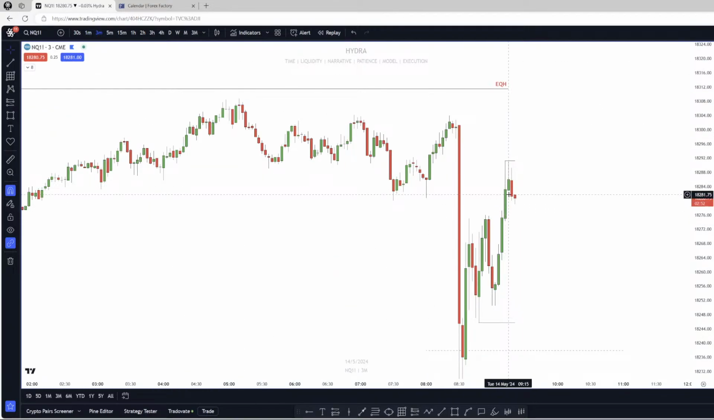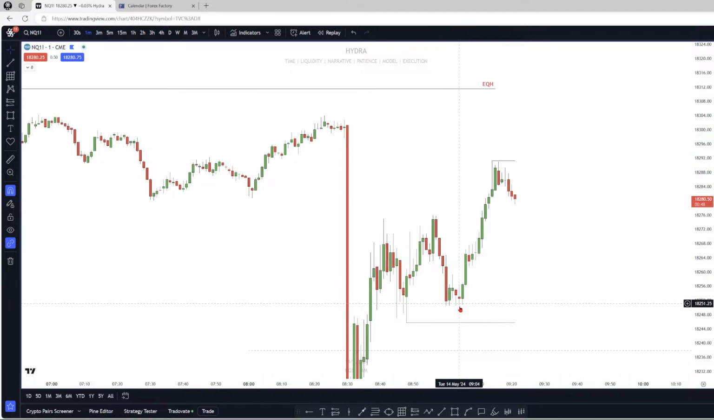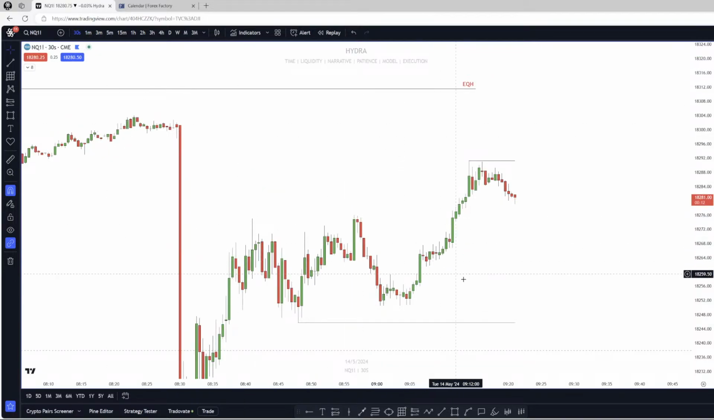3 minute, multiple bullish fair value gaps. Also, you'll have to also look at these relative equal lows. Very clean.